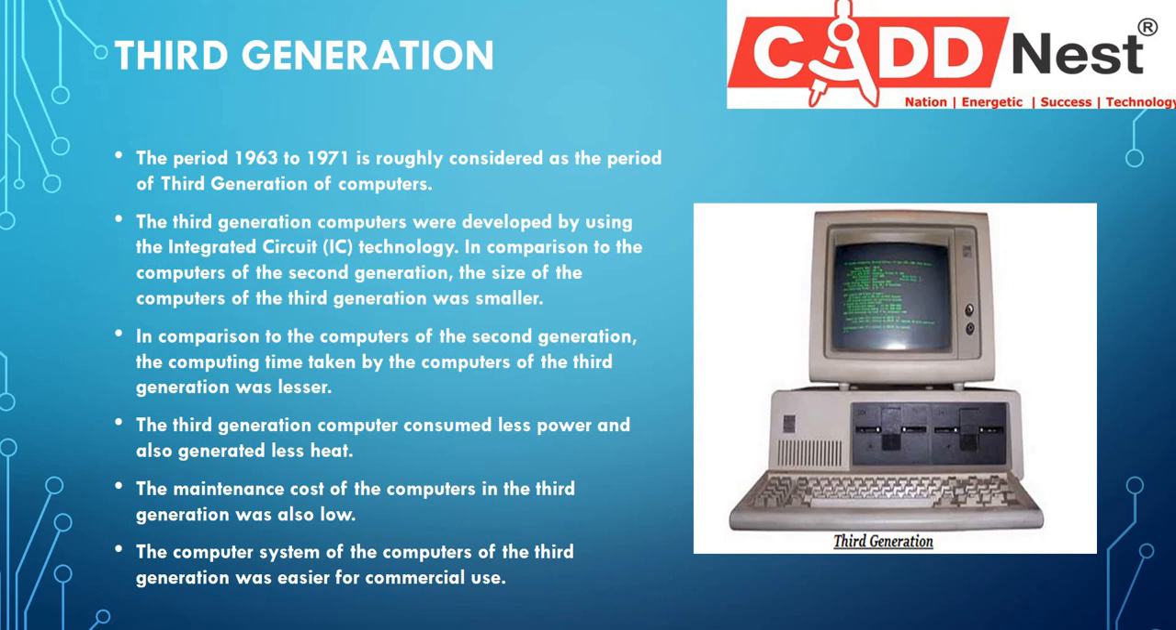And you can see the image of third generation computers. It is quite similar to the PCs we use now. We have a keyboard and similar to the CPUs we have the division here, and this is a monitor. So this was used for commercial purposes in the third generation.